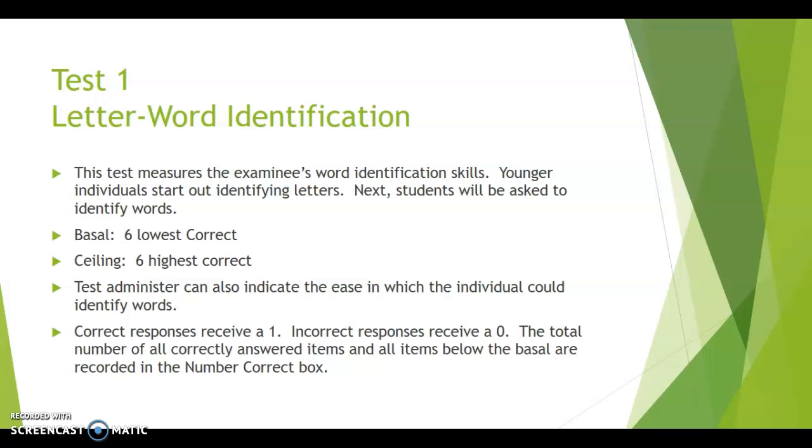That's a really neat portion of that, and it's actually on a lot of the tests too, where you're not only recording the 6 lowest correct or the 6 highest correct, but you're also being able to identify how the student was able to identify those answers. Was it easy? Was it hard? And I can actually show you in just a moment what that kind of looks like. So correct responses receive a 1, and incorrect responses receive a 0. The total number of all the correct items are tallied, and then all the items below that basal are recorded in the number correct box.